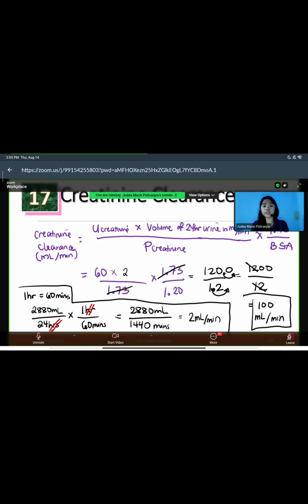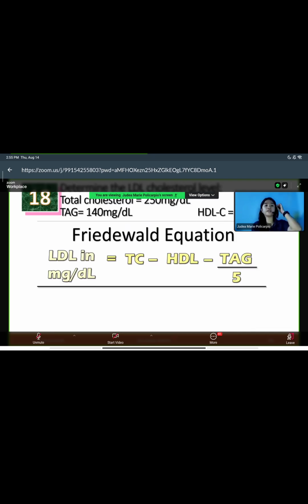Next question natin, item number 18. So what's on item number 18 natin? We are asked to determine the LDL cholesterol level. Okay, so how do we get the LDL cholesterol natin? So meron tayong given. We have the total cholesterol. We also have your triglyceride or TAG. And then we also have the HDL cholesterol. Okay, so we will be using in here the Friedewald equation.